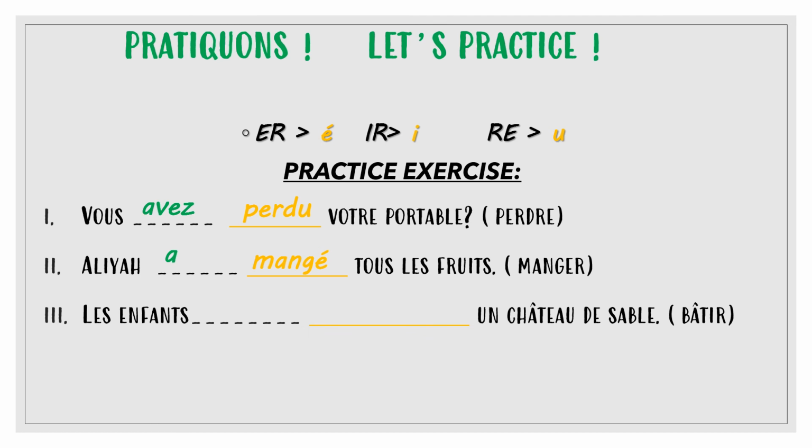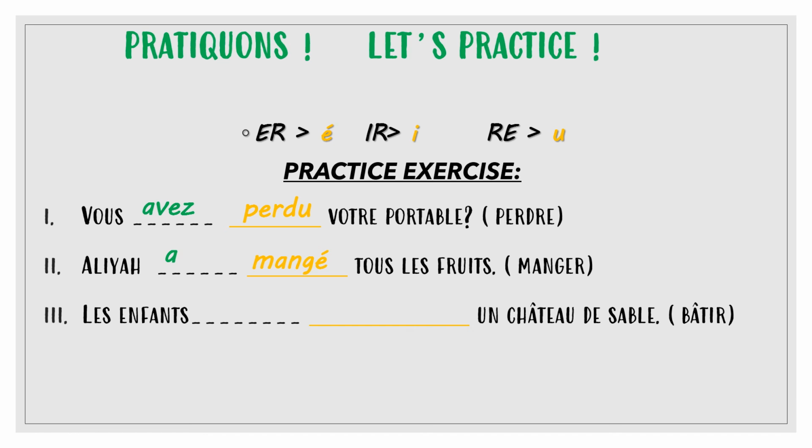And it says, les enfants blank blank en château de sable. And the verb that is given is bâtir. Bâtir. And that means to build. Okay? So, les enfants, which means the children, that is correct. Les enfants, blank for the avoir verb, blank for the past participle of bâtir. And then it says en château, a castle. De sable, of sand. A sand castle.